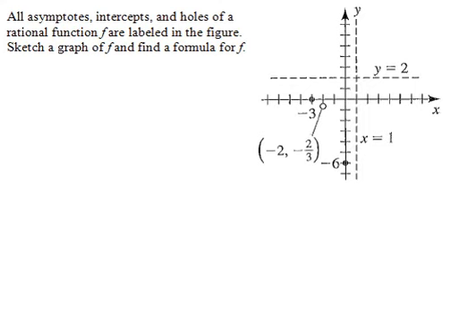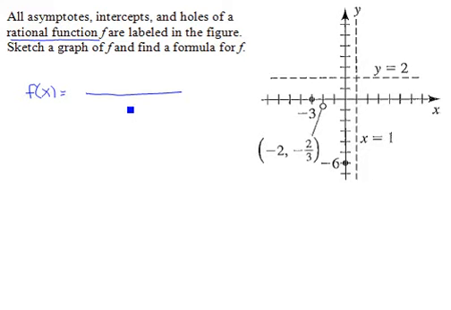All asymptotes, intercepts, and holes of a rational function f are labeled in the figure. Sketch a graph of f and find a formula for f. Well, first we see that f is a rational function, so f of x is the ratio of two polynomials. We're going to write this in factored form because that makes it easiest to see asymptotes, intercepts, and holes.